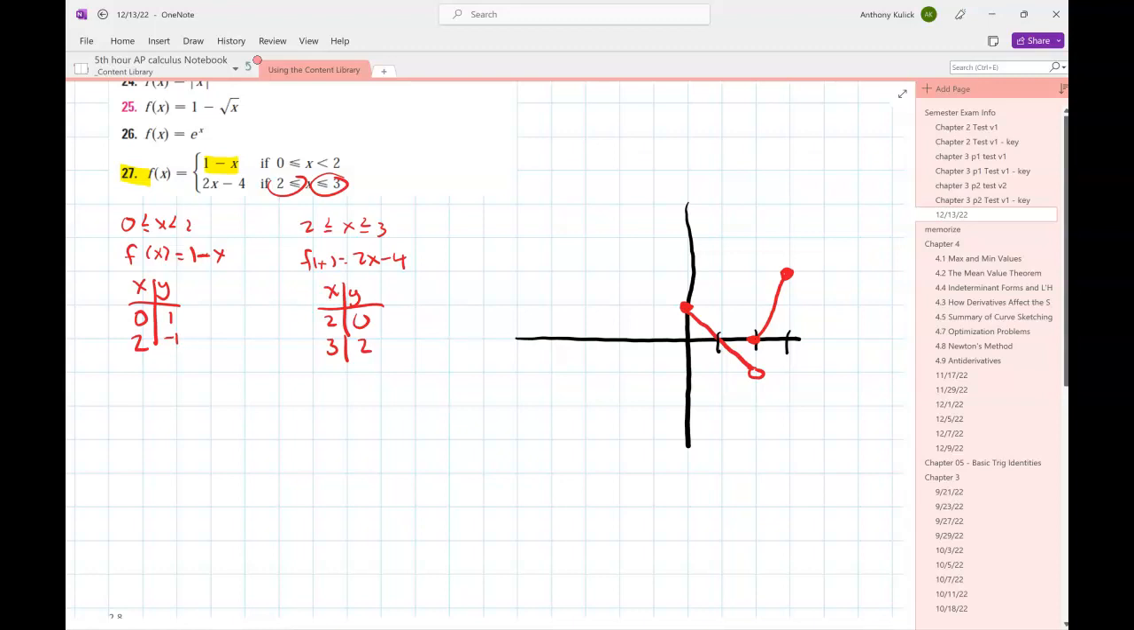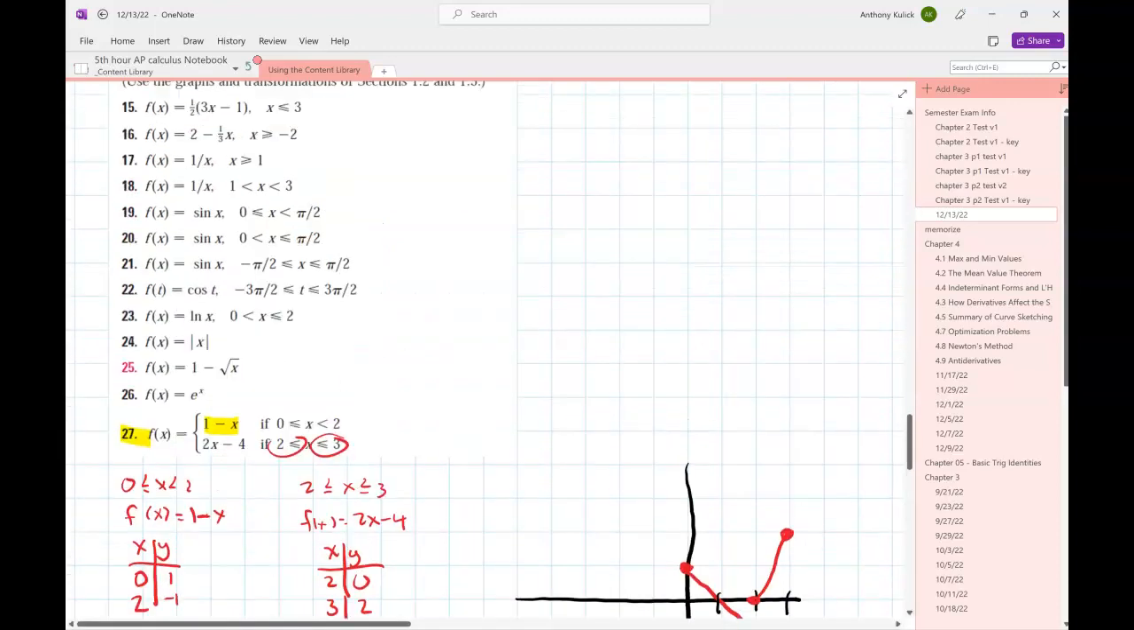Notice that this is not continuous. And notice that the derivative is going to fail to exist at x equals 2 because of the discontinuity. But even if these were touching, the derivative would fail to exist because the slope here is negative 1 and the slope here is 2. So even if these two were connected, the derivative wouldn't exist there.